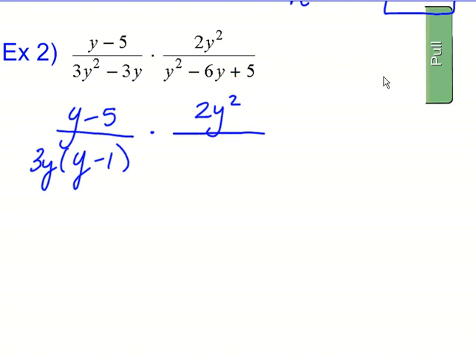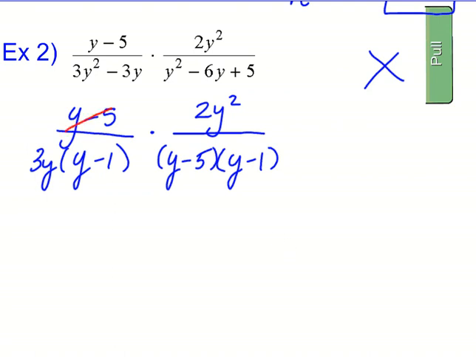You should remember how to factor a trinomial by using the diamond method, if not the way that you know how to factor a trinomial, and come up with two binomials. Your two binomials should be y minus 5 and y minus 1. Now that we have everything totally factored, we can cancel where we can.